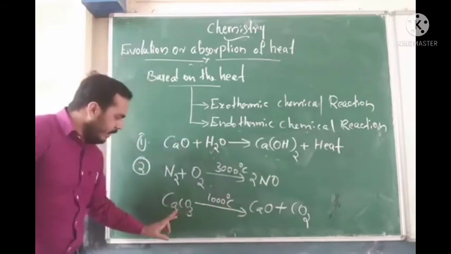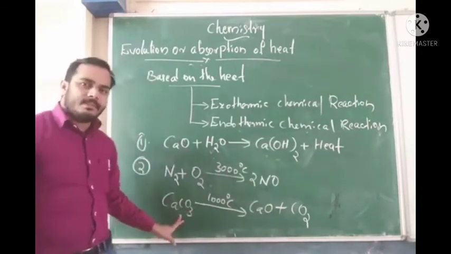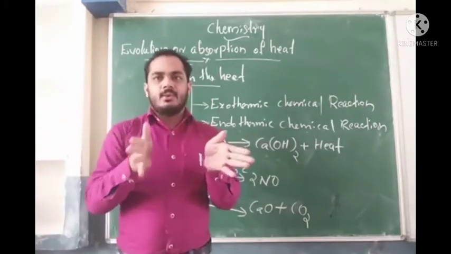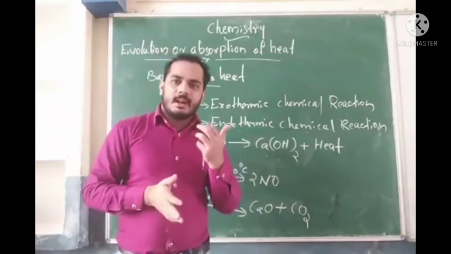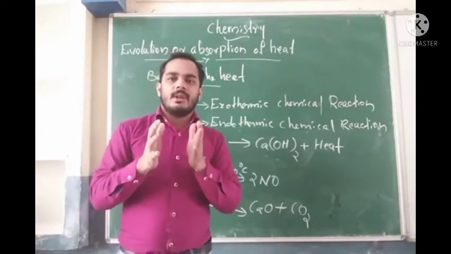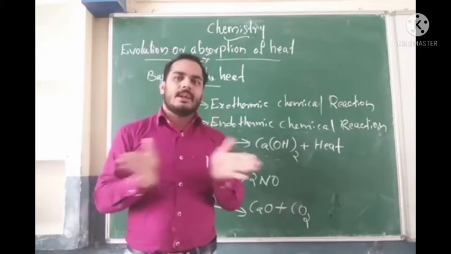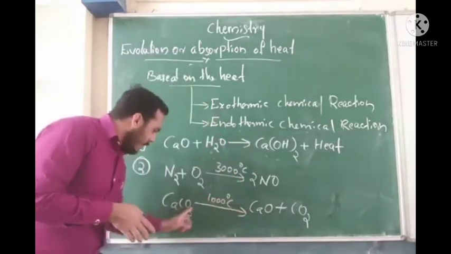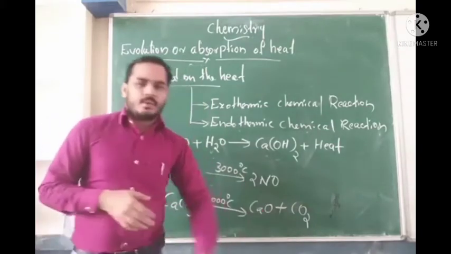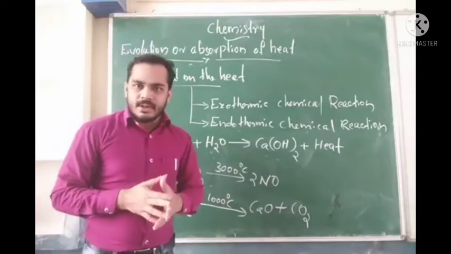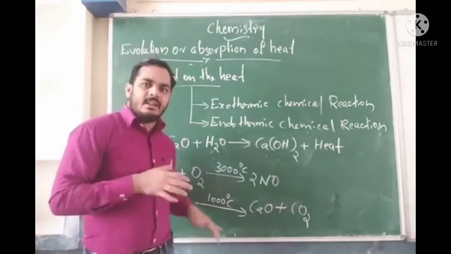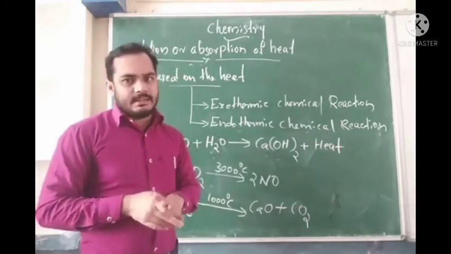And the next one, calcium carbonate. This calcium carbonate breaks into two simpler forms, and it needs heat energy. 1000 degrees Celsius is required for breaking calcium carbonate into calcium oxide plus carbon dioxide. What is the heat energy requirement in this reaction? It is 1000 degrees Celsius.